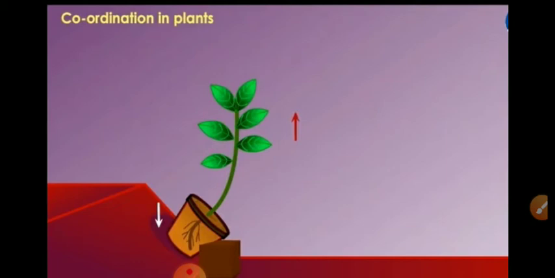In this slide you can see, children, that one arrow, the red arrow, is toward the upward side and the white arrow is toward the downward side. That means the roots are showing movement toward gravity, that is gravitropic movement, and the stem portion is showing movement toward the upper side, that is called phototropic movement, because leaves want sunlight, that is why they are moving toward the sun. So it is the phototropic movement.